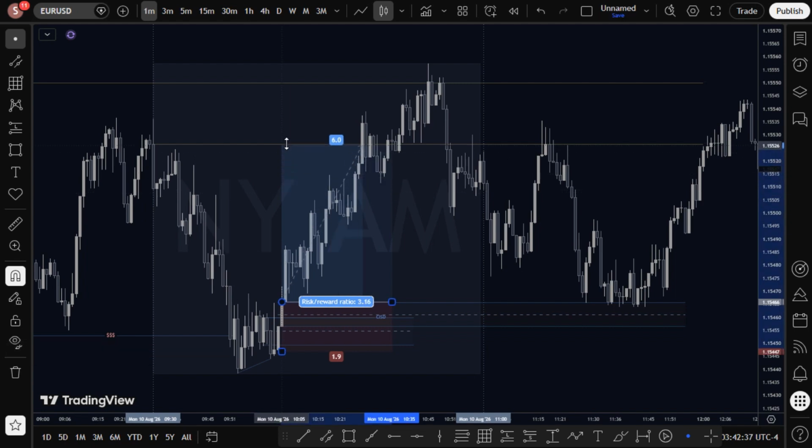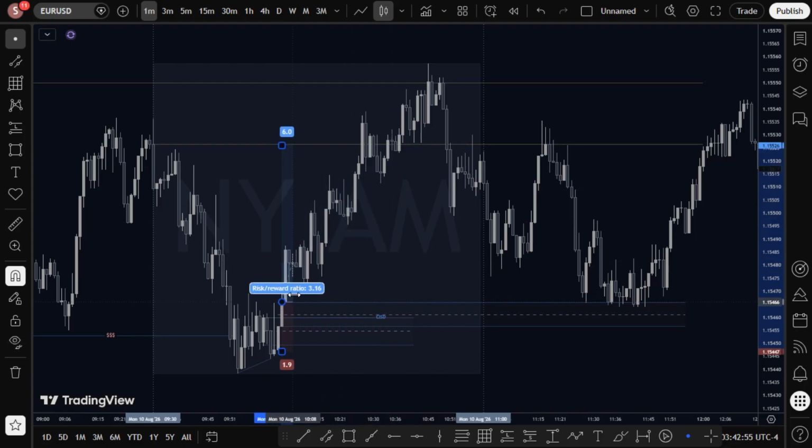It always attracts price. You can target that, or you target, look at this equal low, this equal highs. This is a weak high. So you can target it as well. So it's giving us 1 to 2, 1 to 3 point something. So 1 to 3.